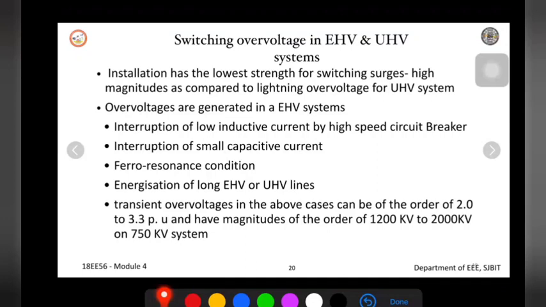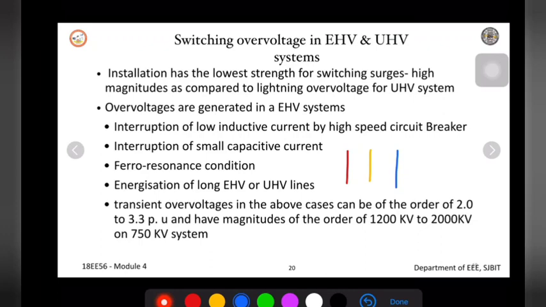And the next one is a ferro resonance condition. This may occur when the poles of the circuit breaker do not close simultaneously. We know that we have 3 poles, R, Y, B, right? So different lines will have a different circuit breaker. Whenever I want to operate a circuit breaker, the opening and closing should happen simultaneously with respect to all the phases. But in a few cases the poles of the circuit breaker will not close simultaneously. Because of that, the ferro resonance condition will lead to over voltage within an extra high voltage system.